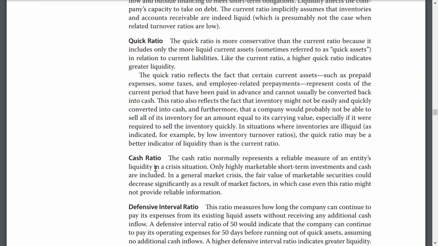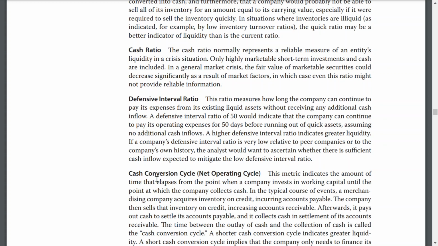Defensive interval ratio. The ratio measures how long the company can continue to pay its expenses from its existing liquid assets without receiving any additional cash inflows. A defensive interval ratio of 50 would indicate that the company can continue to pay its operating expenses for 50 days before running out of quick assets. Assuming no additional cash inflows, a higher defensive interval ratio indicates greater liquidity. If a company's defensive interval ratio is very low relative to peer companies or to the company's own history, the analyst would want to ascertain whether sufficient cash inflows are expected to mitigate the low defensive interval ratio.